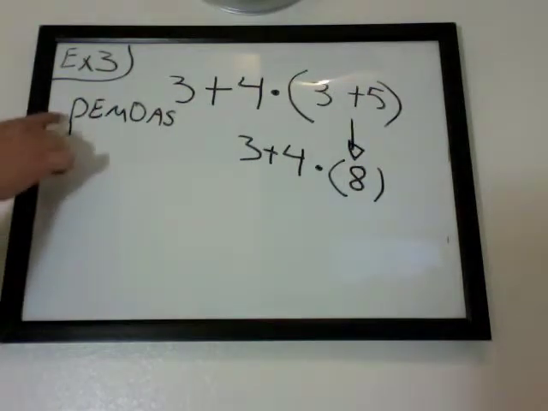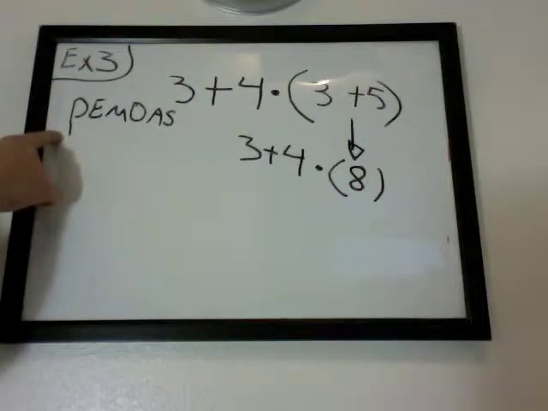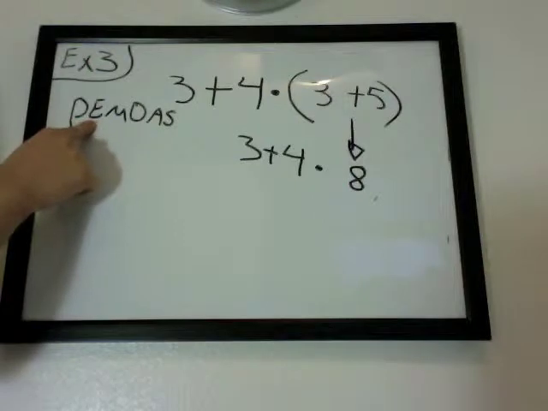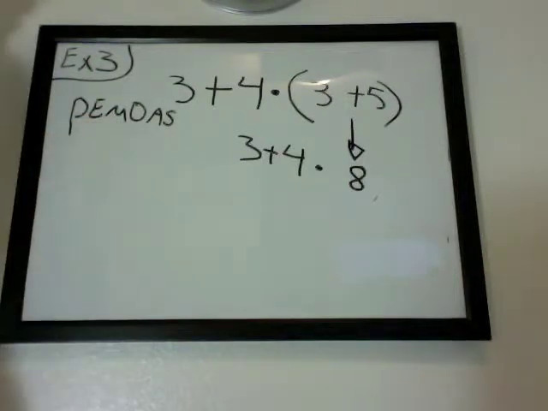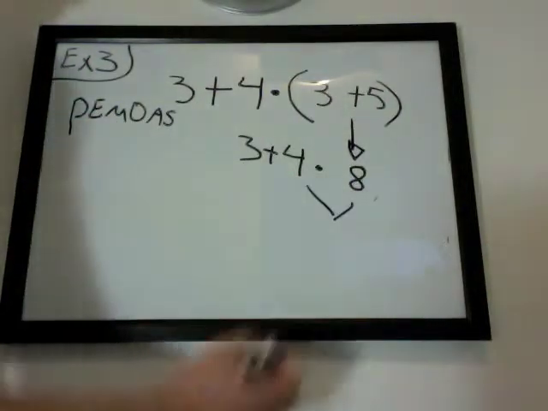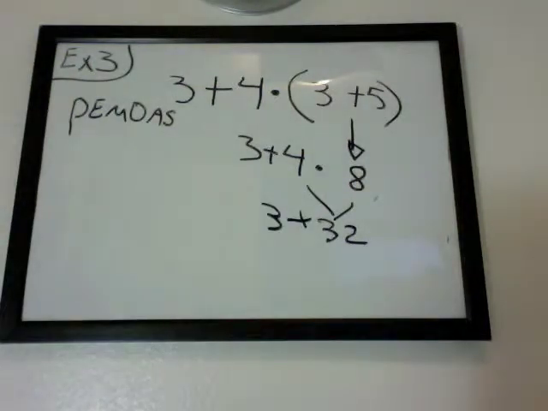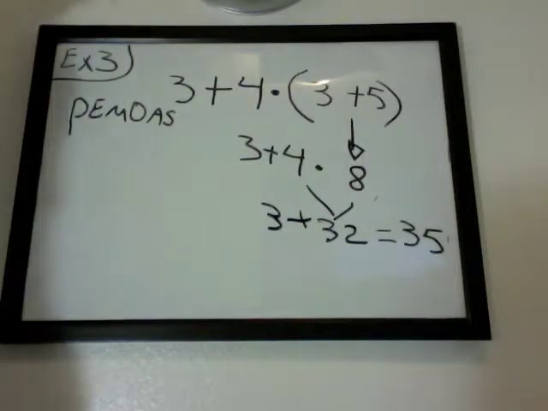Now we look at the PEMDAS again. There's no really parentheses, they're taken care of, so we can drop those. Nothing else we can do in them. Exponents, there's no exponent, but there's multiplication now. 4 times 8. 32. Now we have to add the 3 to that. We bring down our 3, so 3 plus 32, 35. And that is your final answer.